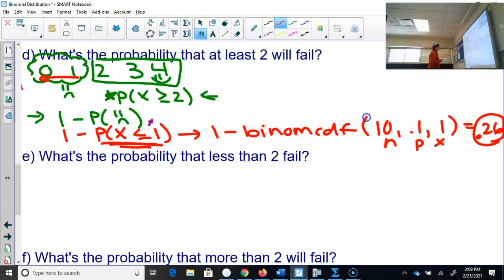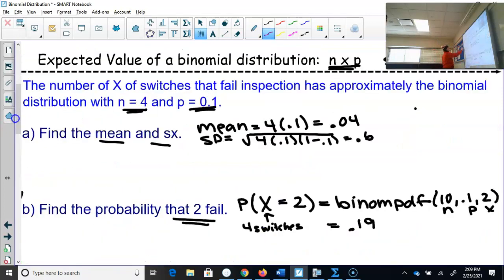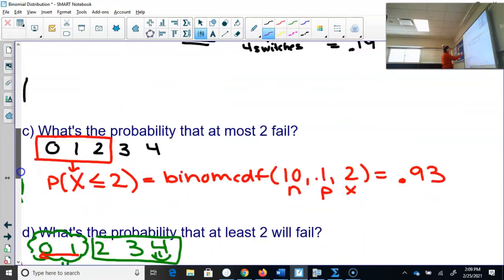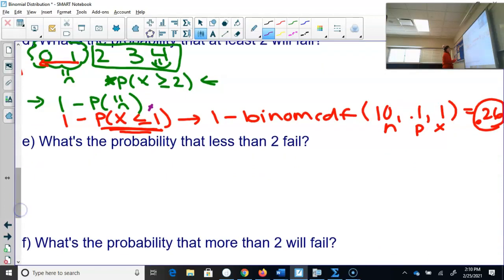Let's do 2 more together and then we are done for the day. What's the probability that less than 2 fail? Again, anytime you have an inequality, not an equal to, but an inequality, write out all your options just like I told you in part D, and I believe we did it in part C as well. Yes, we did. Okay. Let's write out all of our options. We have 0, 1, 2, 3, and 4. Again, how did I know to stop at 4? Because that's what my n was, okay? That's what my n was.